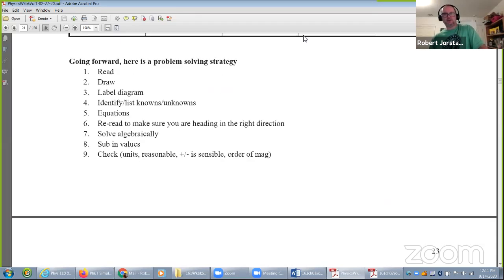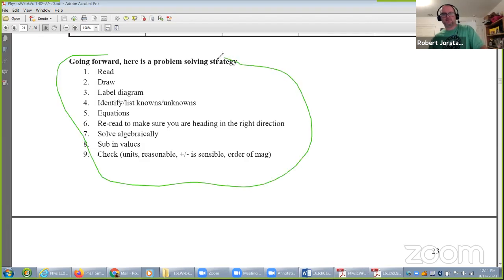And then I'm going to use this strategy today, and we're going to have much more time to practice this for the next 2 weeks. So just be aware, this is the strategy that is going to guide my reasoning. I'm going to read the problem, draw a picture, label it, list some things that I know and some things that I don't know, list any equations that we have. I'm going to reread the question, do algebra.